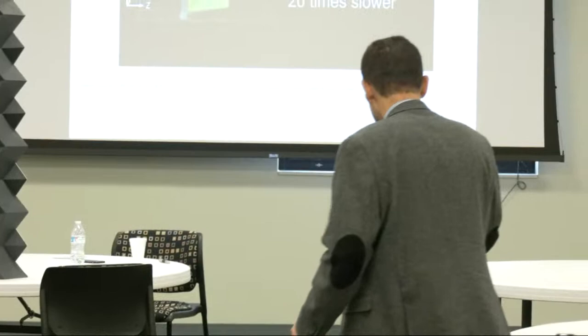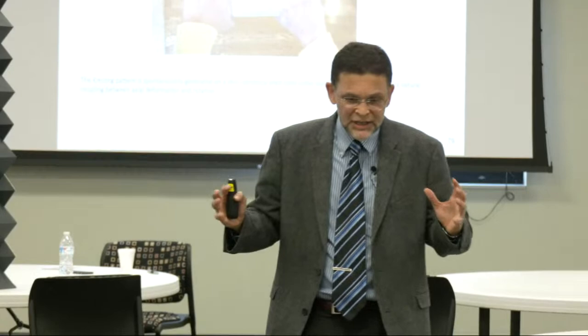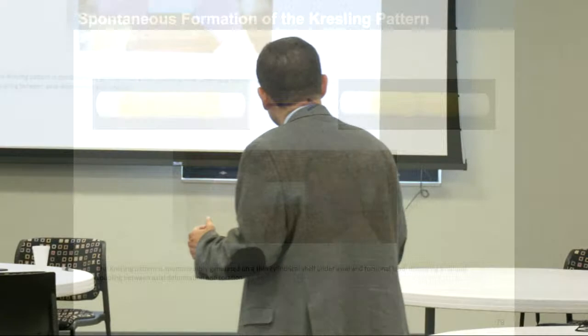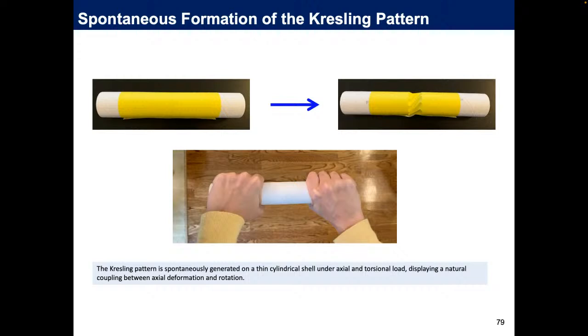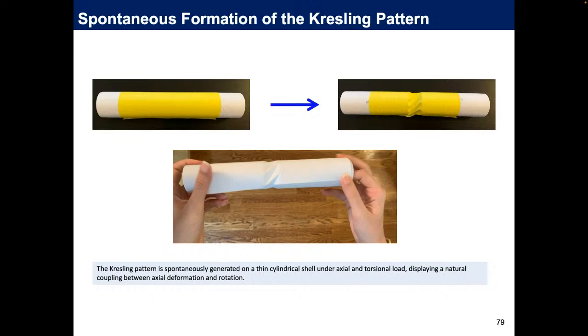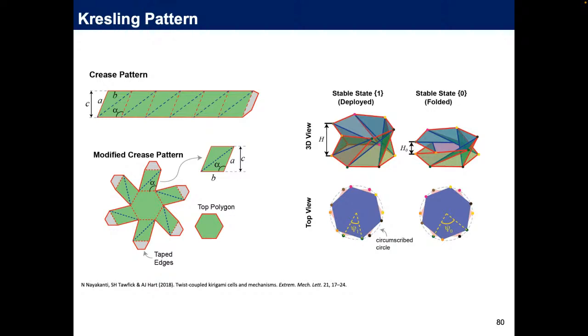Another beauty, I told you there is tremendous elegance and beauty in origami. Another beauty is that the Kresling pattern, you can do it in your home. The Kresling pattern can be done spontaneously. Take a look here. You just pick up two tubes and you apply compression and twist. You get the pattern over there, okay? And then this is the way we can do it. We can make this bistable. That means we have two stable states, the folded one and the deployed one, as you can see here.